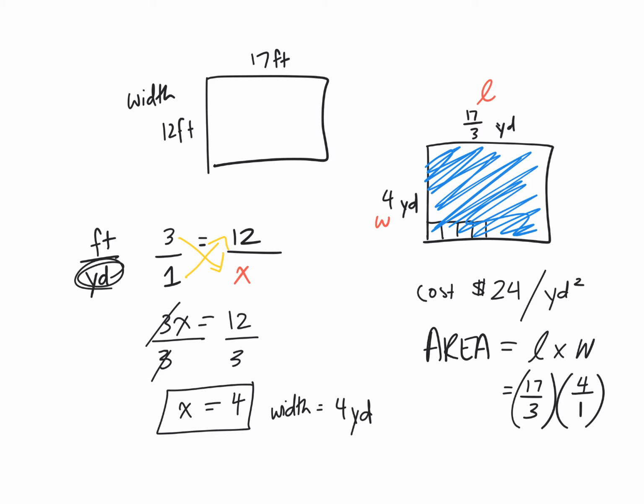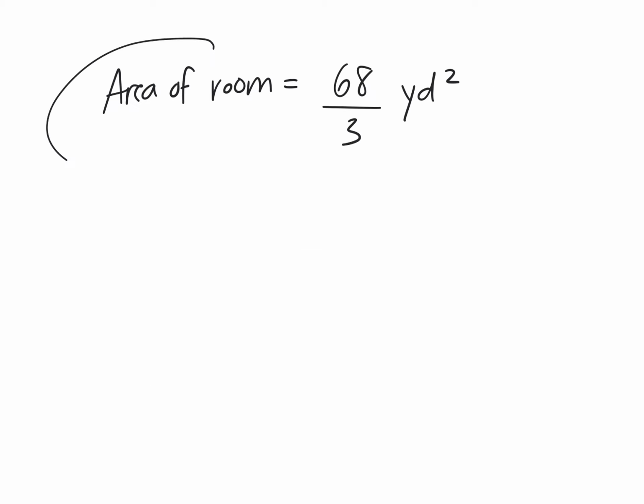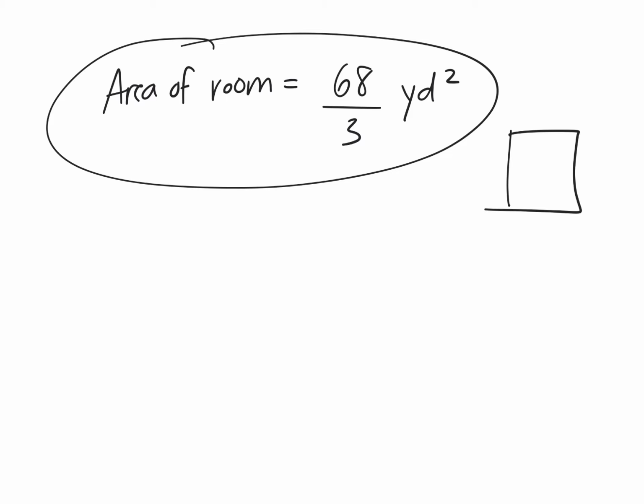How do you write 4 as a fraction? Over 1. Okay, so now we need to multiply fractions. Do you guys remember how to multiply fractions? I'm doing a lot of grade 9 stuff right now. You multiply the numerator times the numerator. What's 17 times 4? Good, now I have to multiply the denominators. 3 times 1 is 3. So we just figured out the area of the room is 68 over 3 square yards of carpet. I'm going to leave that as a fraction still, okay?